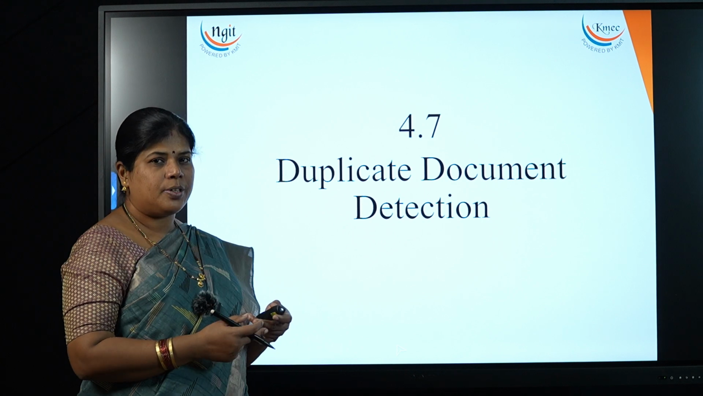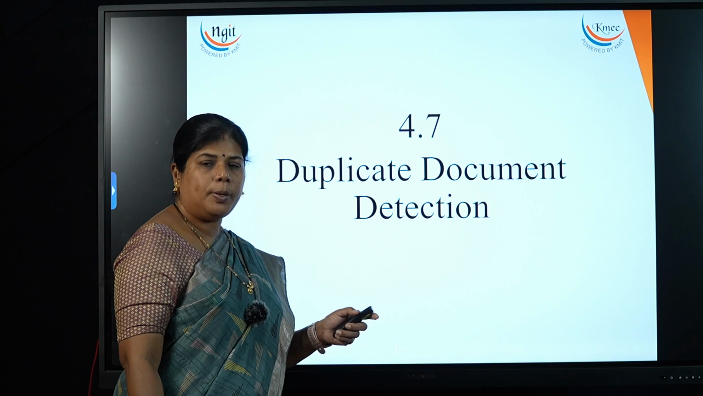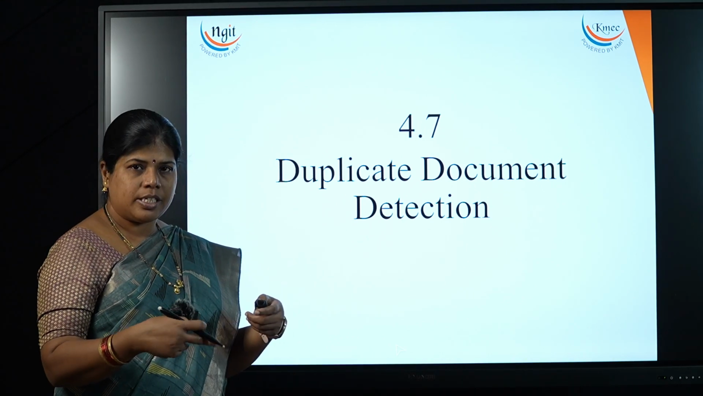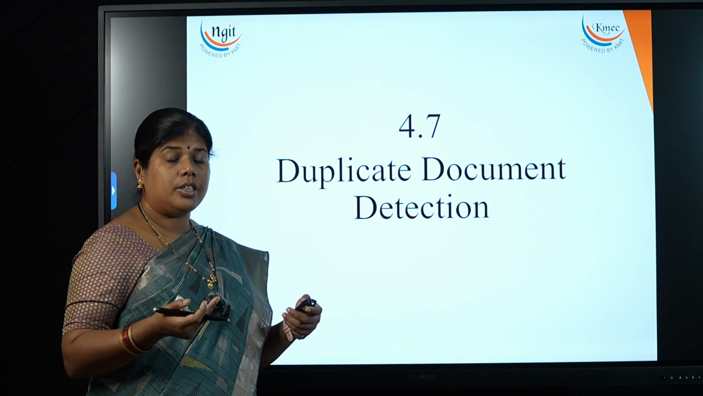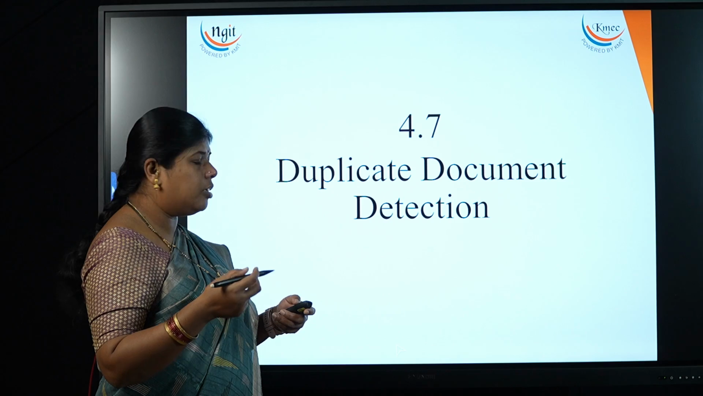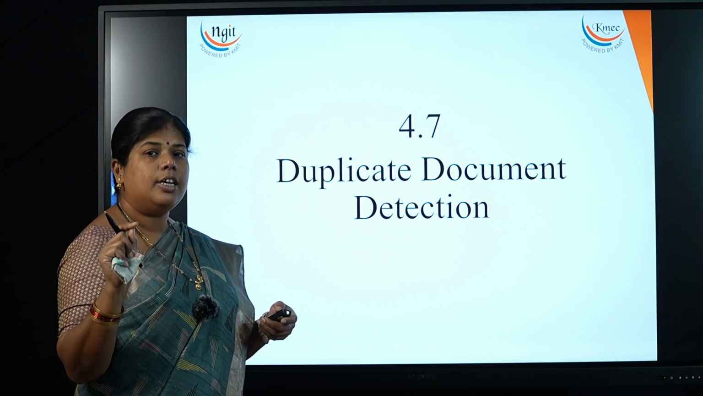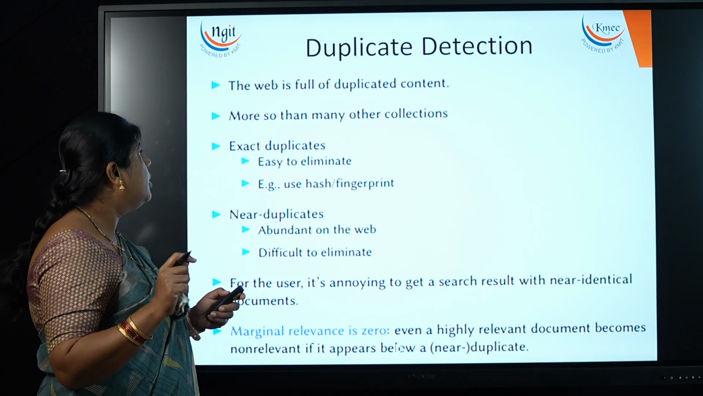Now, let us proceed with the last topic of Unit 4, that is duplicate document detection. I have retrieved the documents based on my query, but all these documents are duplicates. In this case, how should I eliminate those duplicate documents? For that purpose, we use a coefficient called the Jaccard coefficient.